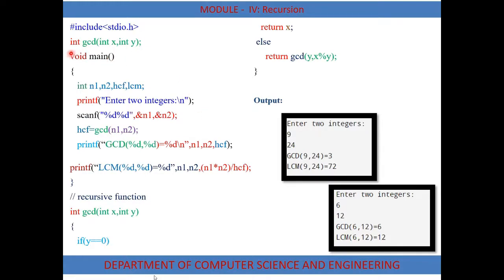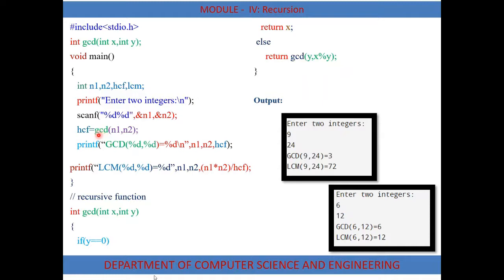So initially we have declared a function, the name GCD, and we have passed two parameters x and y. Then here we have declared the variables, that is n1, n2, HCF and LCM. The data type of these variables is integer. So next, enter two integers. Let me consider the two integers as 6 and 12. So n1 is equal to 6 and n2 is equal to 12. Next, HCF is equal to GCD of n1 comma n2. So here we are calling the function GCD.